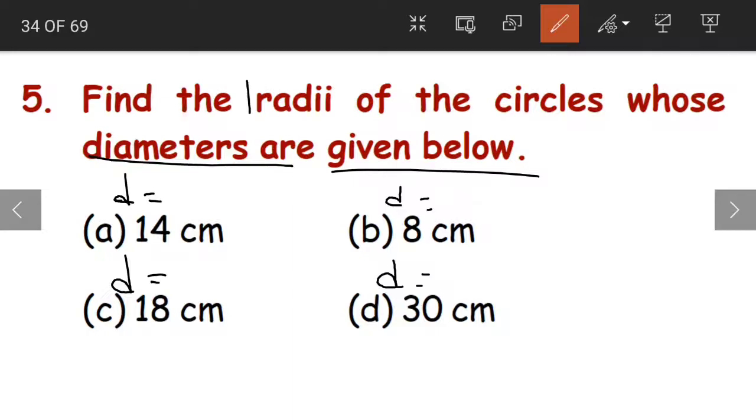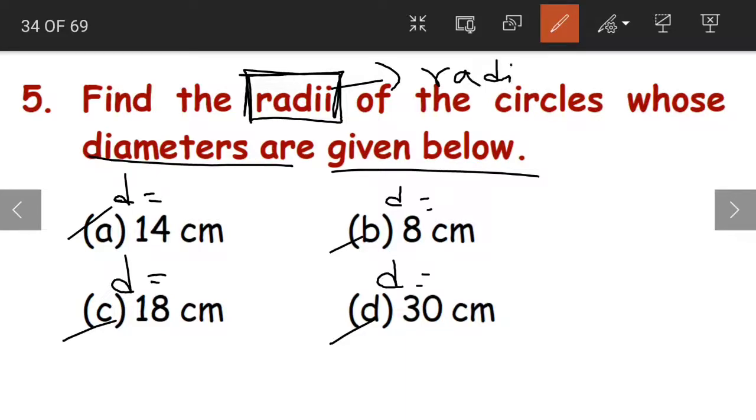So what should we find out here, children? We should find out the radii. Radii is nothing but radius. The plural of radius is radii. Here we are finding out 4 radius, so that is why they are calling it radii. It is nothing but the plural of radius.